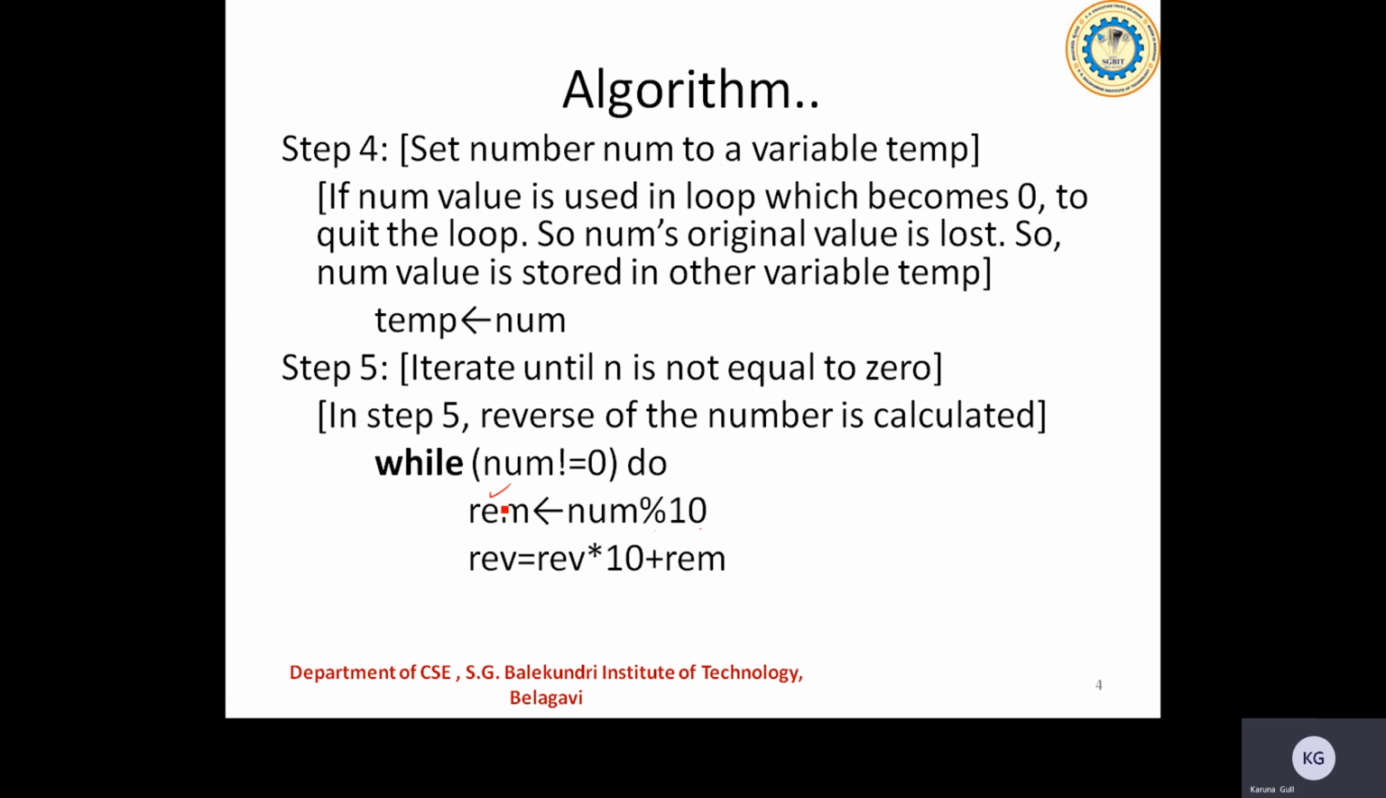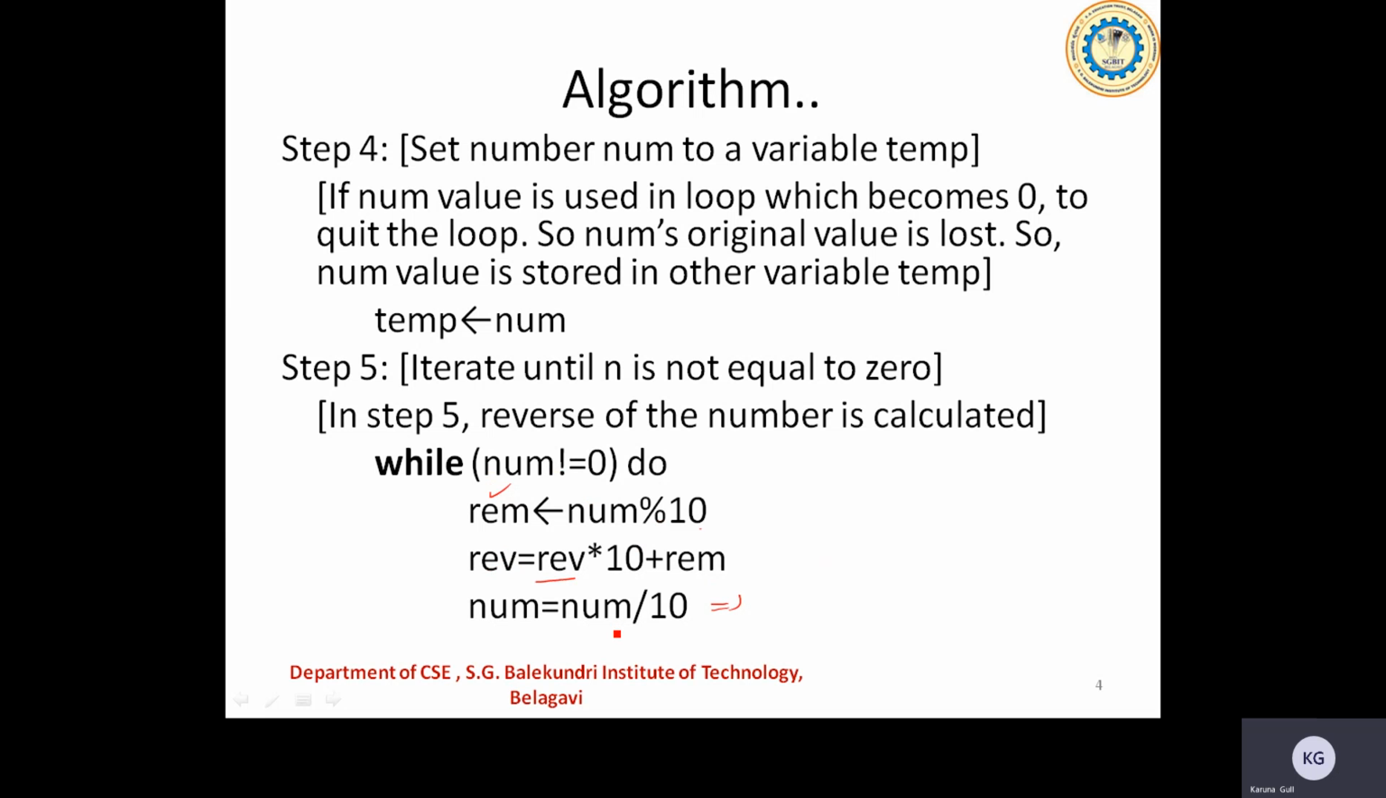Before that, you already know I have initialized reverse to 0 here. So reverse equals 0 multiplied by 10 plus remainder. Initially, I'm just stuffing that into reverse. Afterwards, I'll be shifting towards the left side. Next, num is equal to num divided by 10, so this helps me get the quotient part of the number.